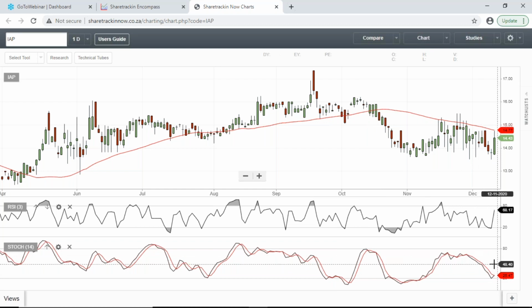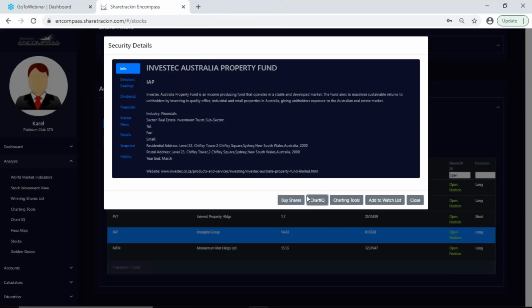If I look at more recently, I would note that today the share went positive. My RSI did go up, indicating that the share is growing. My stochastic did confirm it's busy crossing. So this could be a share to buy as a CFD on the upward side. So now I would close my charting. I would say buy shares.